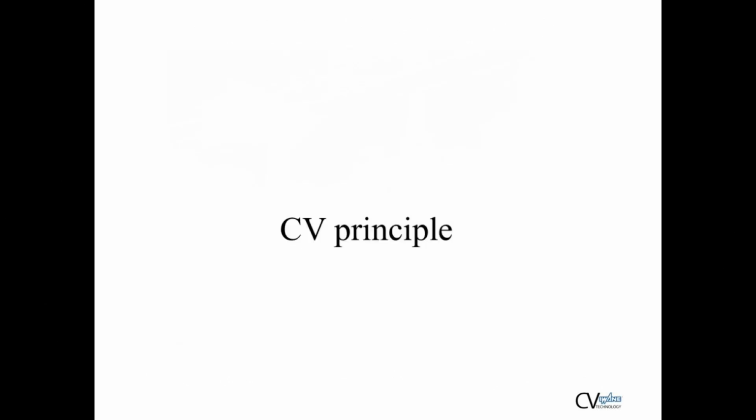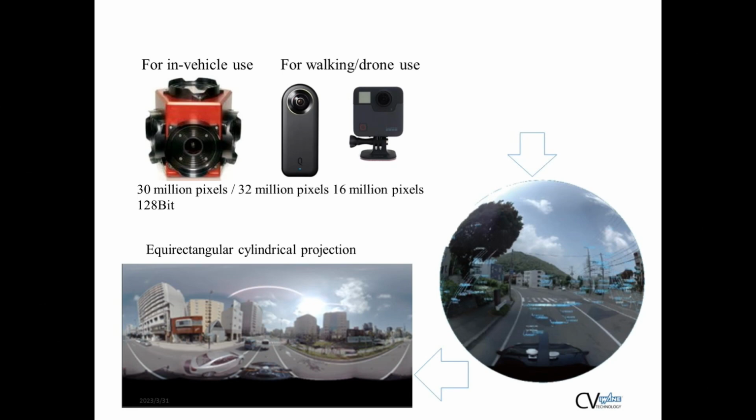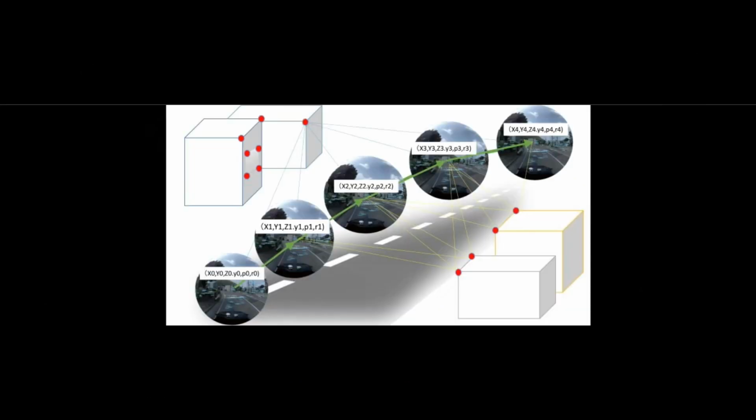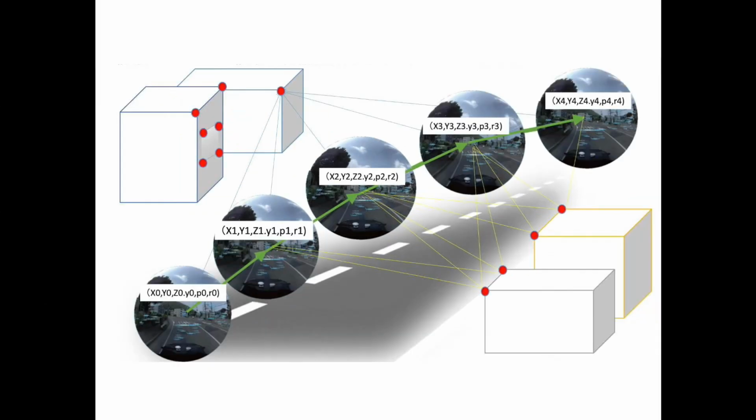The word CV has probably already appeared many times, but let us explain the principle again here. Basically, we use a full dome camera, typically shooting at a frame rate of 15 to 30 to acquire spherical images. These are expanded into equidistant cylindrical projection as image processing. Now, let us explain through the video how to precisely determine the position and orientation of a moving camera.